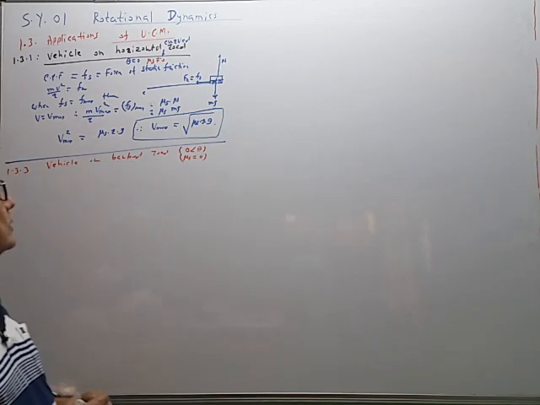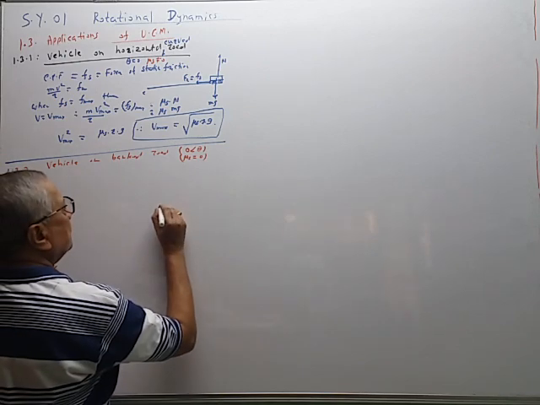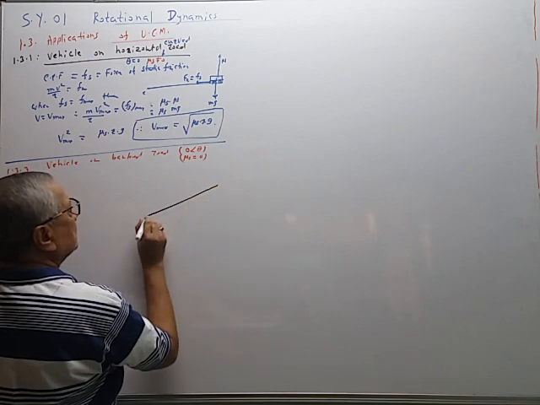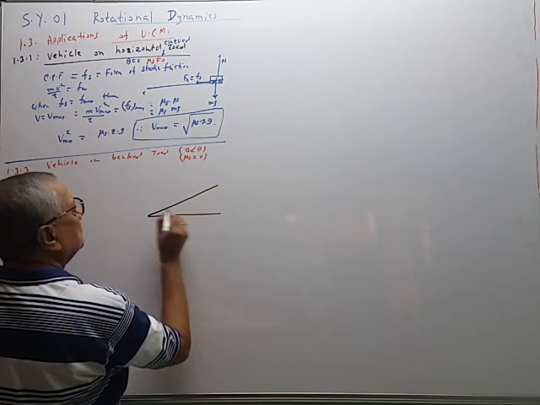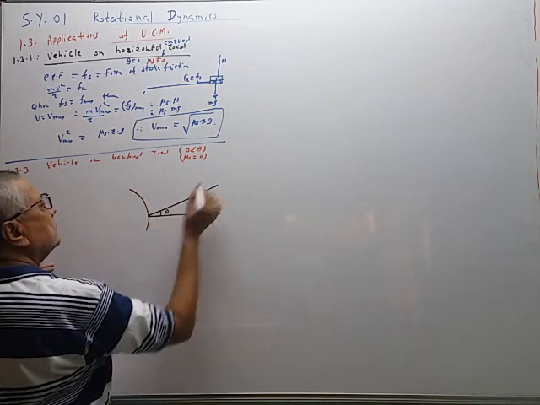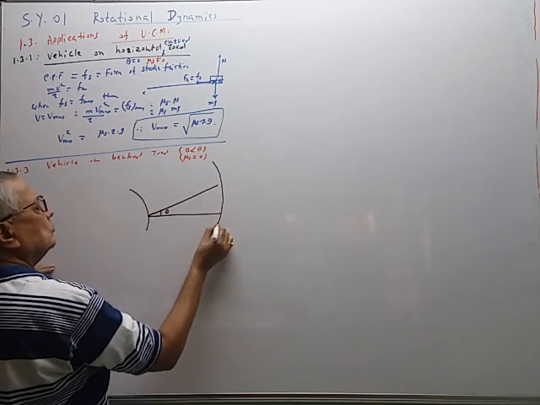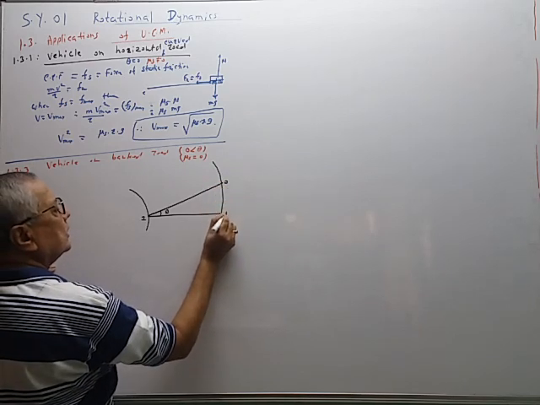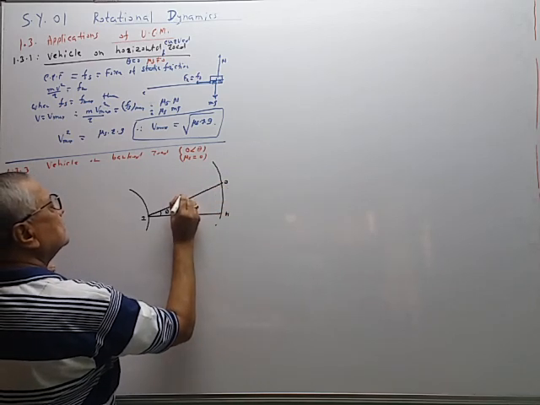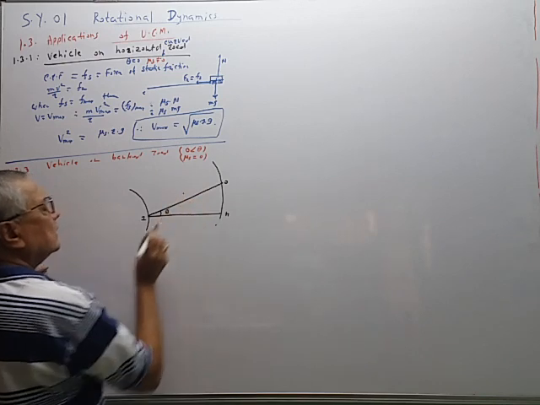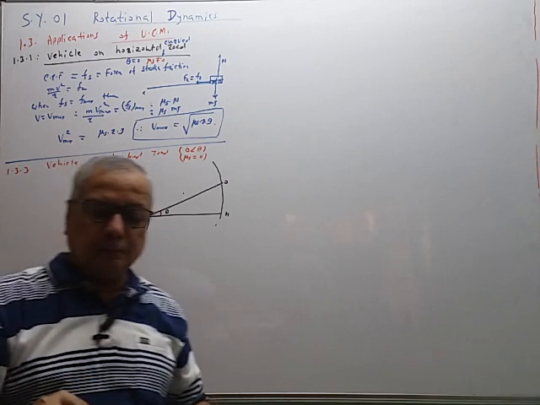So again you can draw the figure like this. This is the road banked at an angle theta. This is theta. This is the curved road. I for inner edge, O for outer edge, H for horizontal level. This is the center of gravity of the vehicle. So mg is acting in the vertically downward direction.